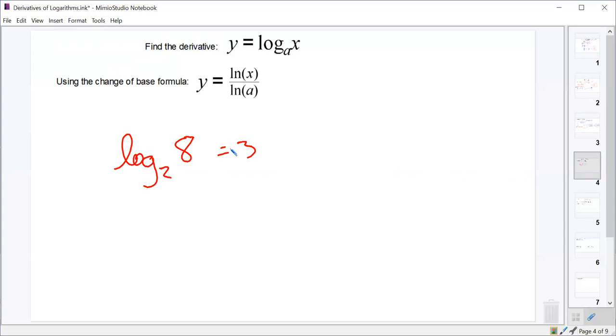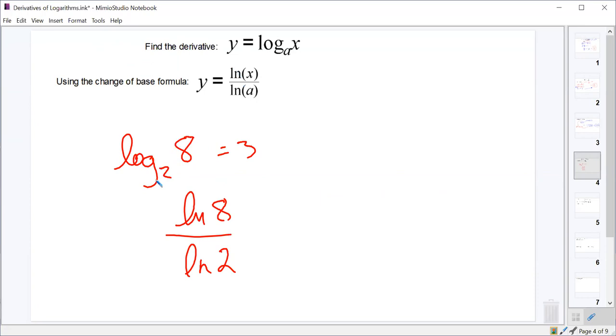Well, your calculator probably can't evaluate that, but if you use the change of base formula, you can turn it into any base you want. We'll start with doing it in natural log: natural log of the argument, so natural log of 8, divided by natural log of the original base, natural log of 2. So if you take out your calculator and evaluate natural log of 8 divided by natural log of 2, you should get 3.